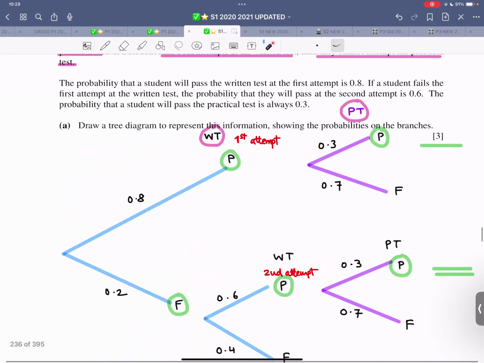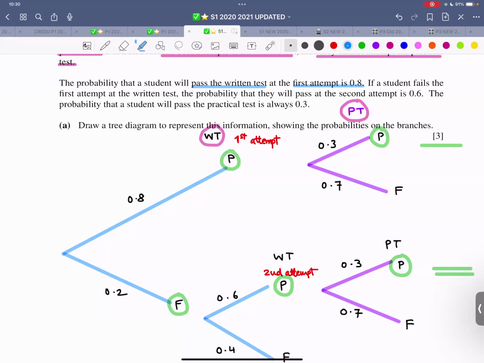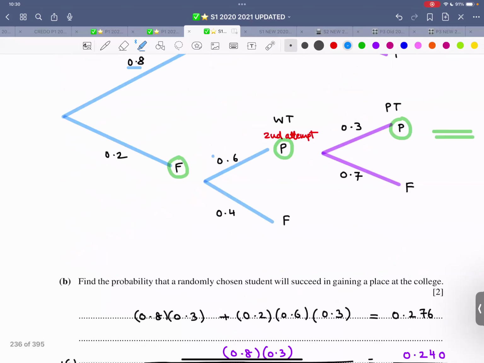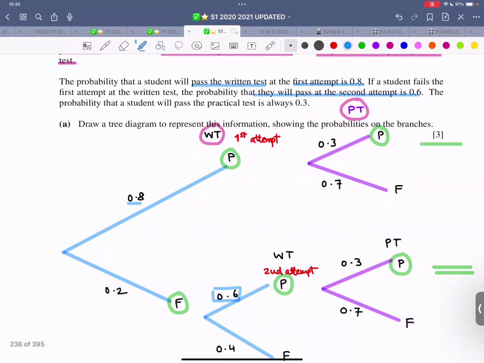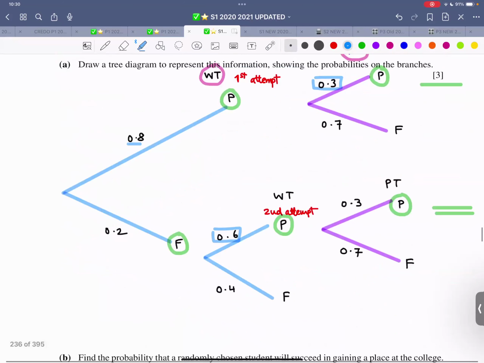Now let's look at the working. Let's look at the values. It says the probability that the student will pass the written test at the first attempt is 0.8. So that's right over here. If a student fails the first attempt at the written test, the probability they will pass at the second attempt is 0.6. That is over here. And the probability a student will pass the practical test is always 0.3. That is over here. So it's a pretty basic thing.